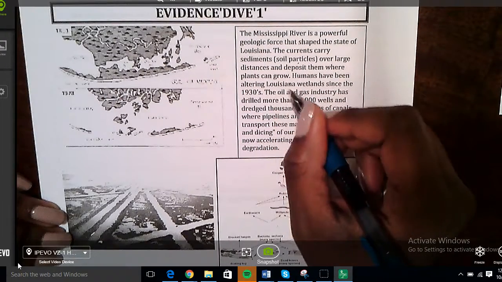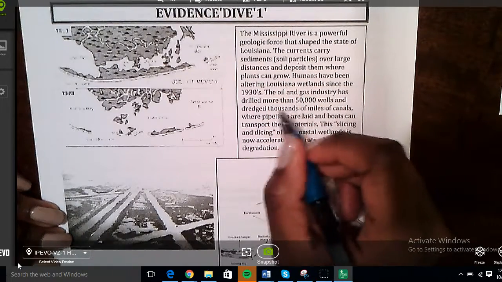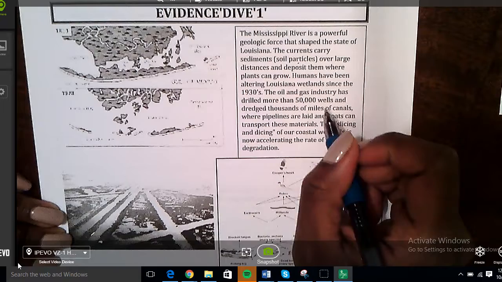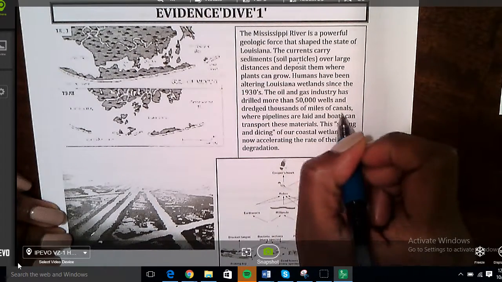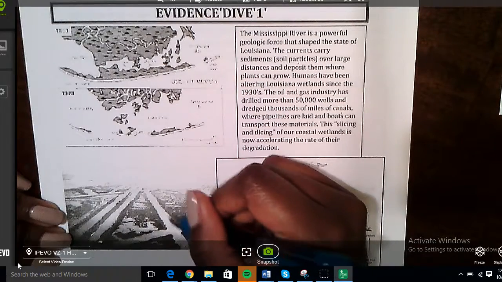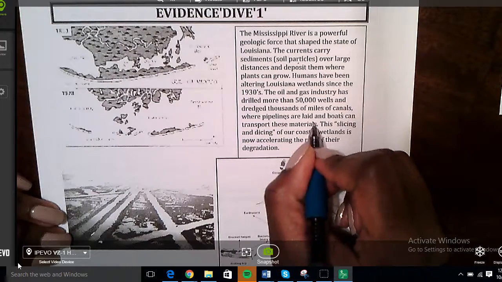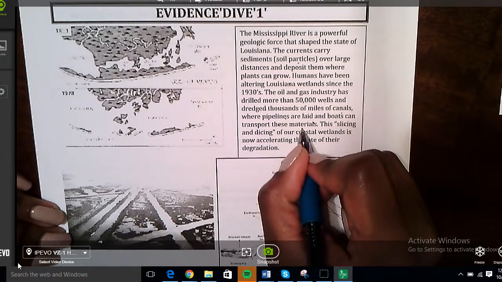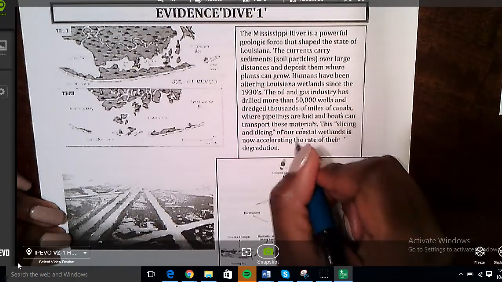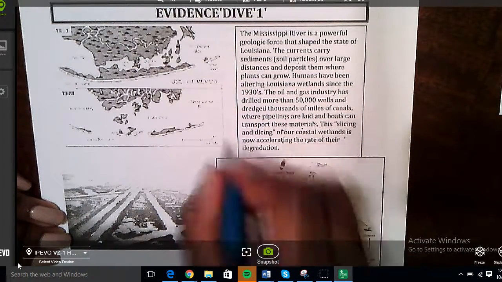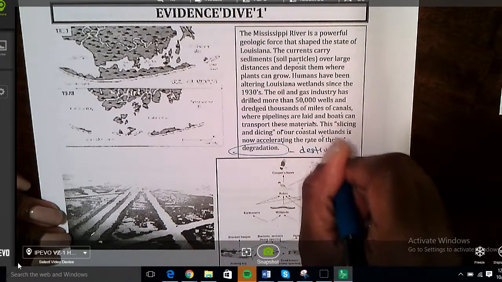Humans have been altering Louisiana wetlands since the 1930s. The oil and gas industry has drilled more than 50,000 wells, that's a really big hole, and dredged thousands of miles of canals, which means that we've dug a ditch in the middle of the land where pipelines are laid and boats can transport these materials. This slicing and dicing of our coastal wetlands is now accelerating the rate of their degradation. So circle the word degradation and that really means destruction.